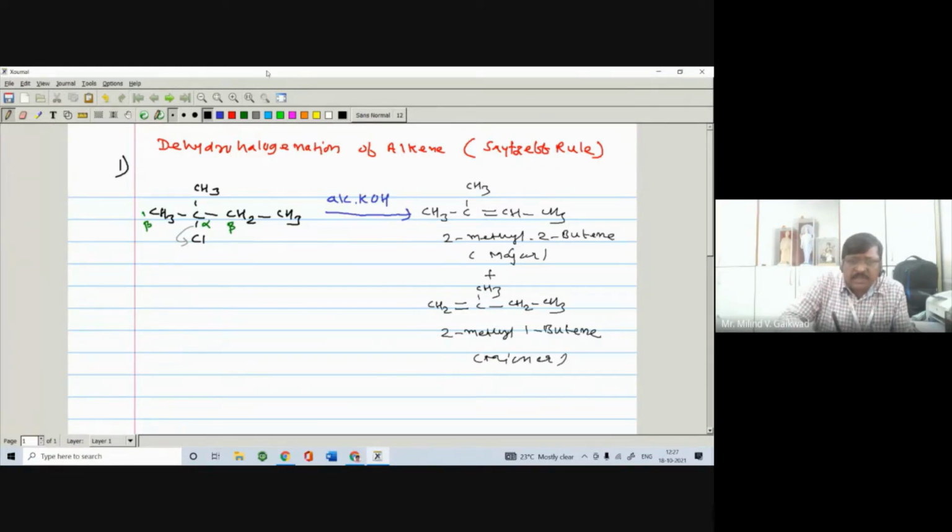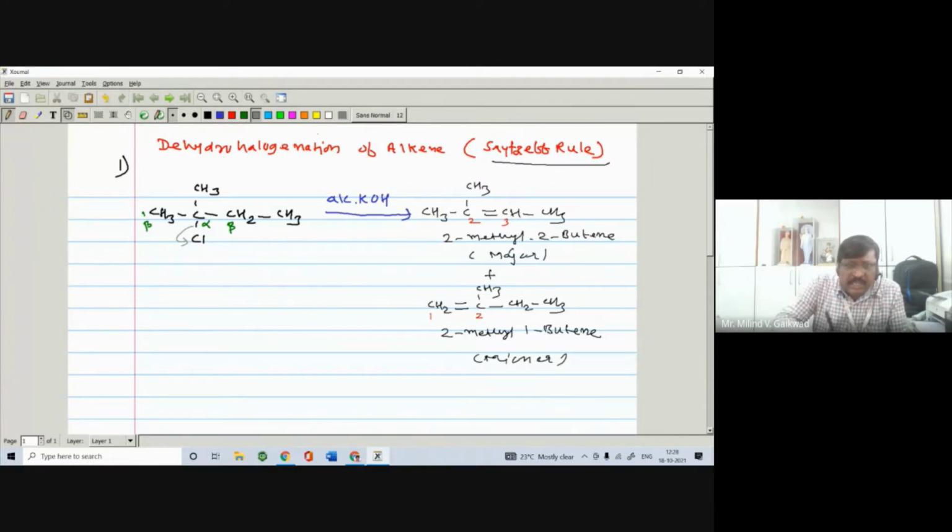Why? Because the elimination is governed by the Saytzeff rule. What is the Saytzeff rule? The Saytzeff rule tells us that the elimination takes place in such a way that there is formation of the highly alkyl substituted alkene as the major product. So in this reaction, how many R groups are directly attached to the doubly bonded carbon atoms? I label them here as carbon number 2 and carbon number 3, the doubly bonded carbon atoms. In this case, carbon number 1 and carbon number 2 are the doubly bonded carbon atoms.